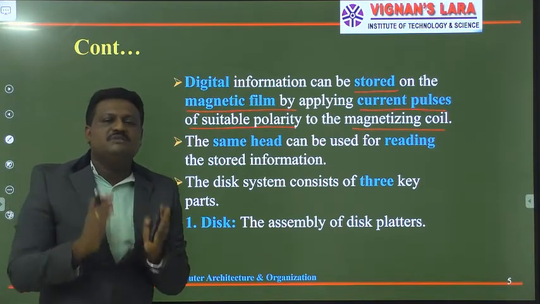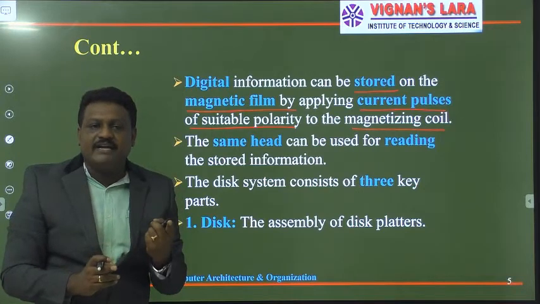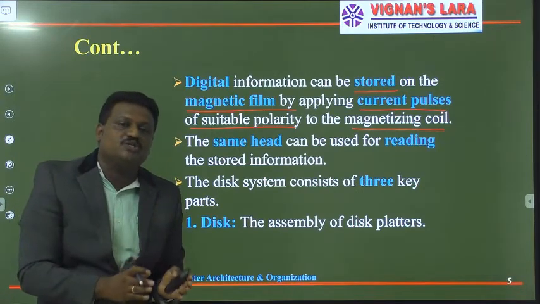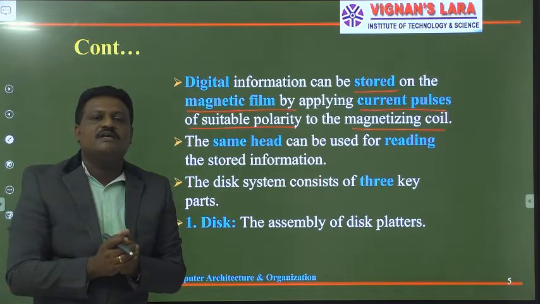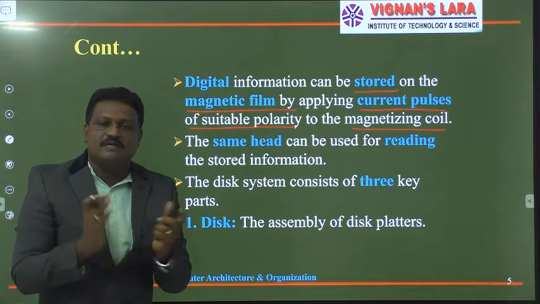Generally most disk systems have only one head. That head can do both a read operation as well as a write operation. That is an economic thing that exists in our disk systems.